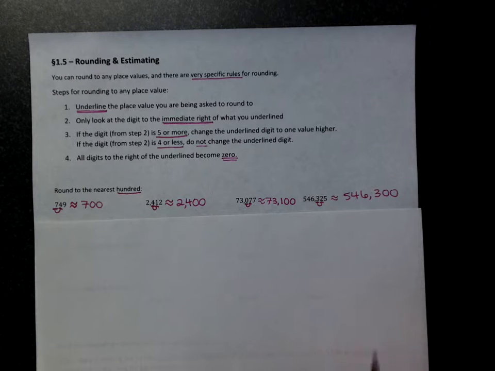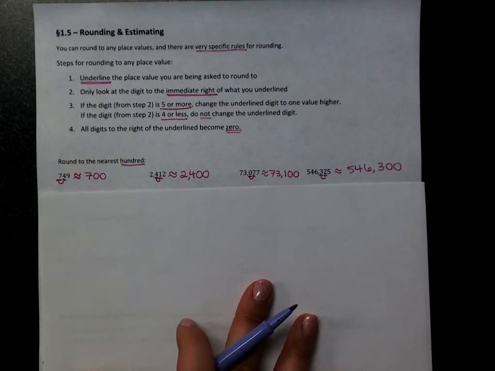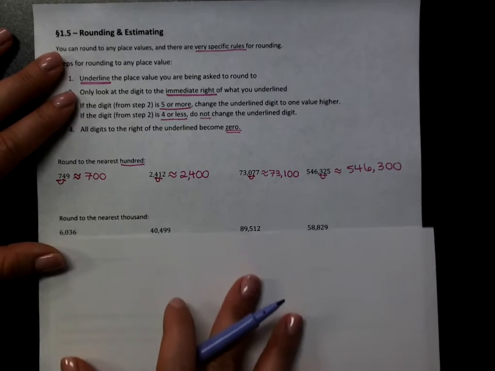So it's a very, very specific process, and take your time. Don't guess. Don't make up your own rules for rounding. Follow these 4 steps precisely. Underlining is so crucial. That really helps you focus in and make sure that you'll get the answer exactly correct. This is not a difficult process, but it's very particular.